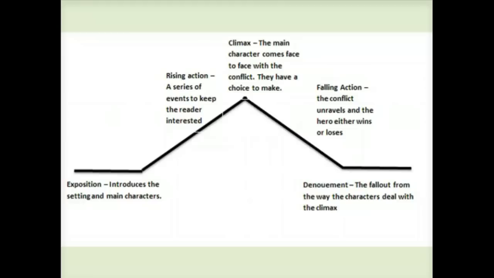So Act 1 will be the exposition, where we are introduced to the setting and main characters. Act 2 will be the rising action, where a series of events keep the reader interested. Act 3 will be the climax. The main character comes face to face with the conflict and has a choice to make. Act 4 will be the falling action. The conflict unravels and the hero either wins or loses. And Act 5 will be the denouement, which is the fallout from the way the characters deal with the climax.